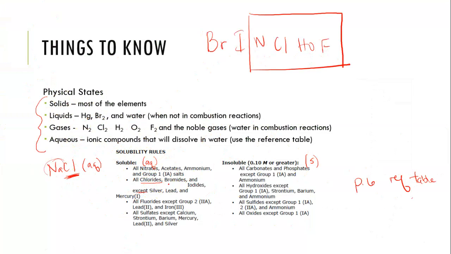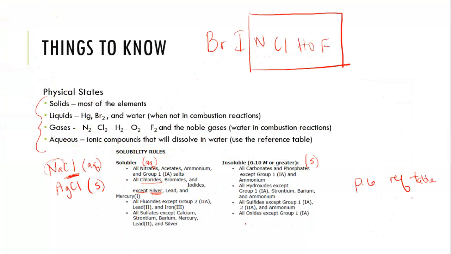Okay. If it happens to be an exception, like if we had silver chloride, then chlorides are soluble unless they're with silver, lead, or mercury. So since it's with one of the exceptions here, it's with silver, that's going to make it become insoluble.